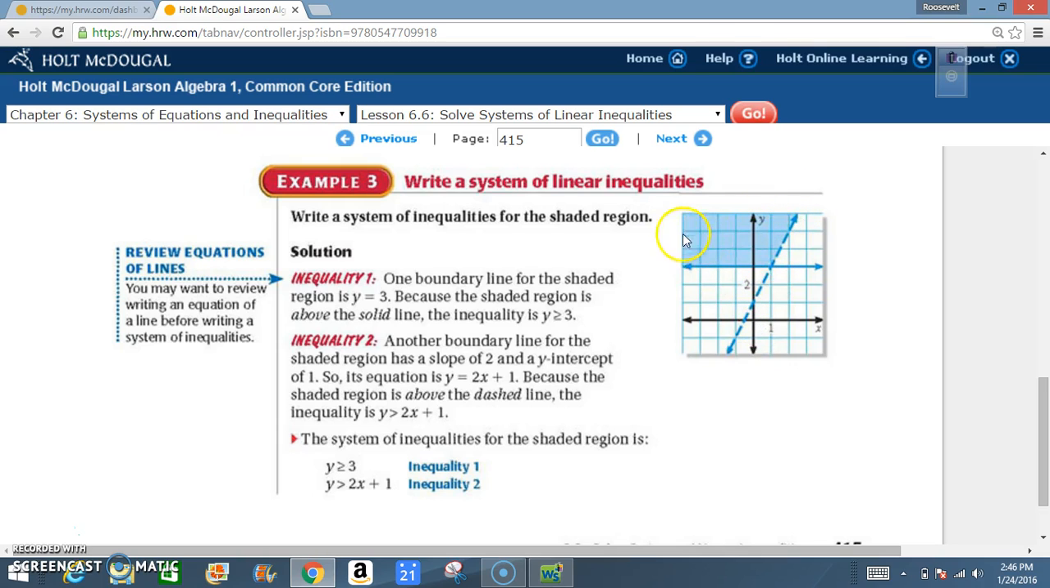So where do they intersect? Right in this region right here. Any point in this region is a solution.